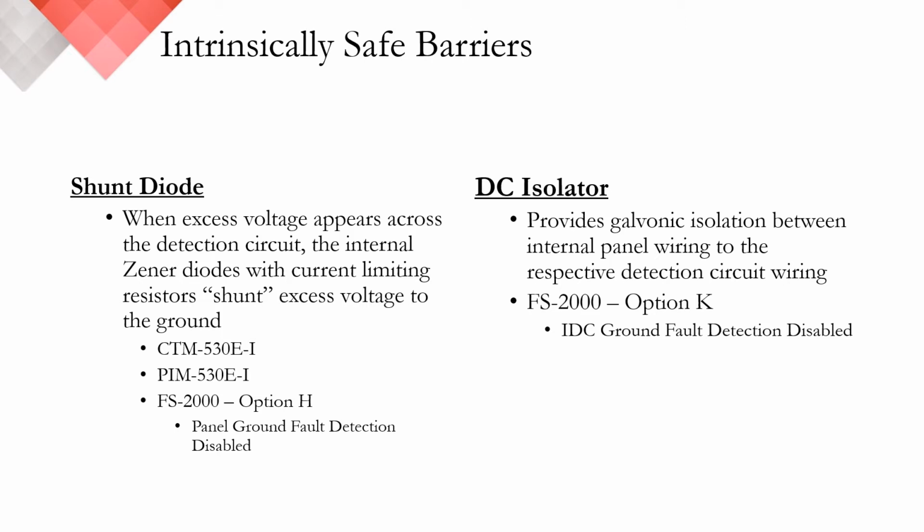This diode is used on the CTM 530EI interface module, the PIM 530EI interface module, and the Protectowire control panel FS2000 with the option H. Note that the option H disables ground fault detection on the panel. Therefore, on the FS2000, we also offer a DC isolator, option K. This device provides galvanic isolation between internal panel wiring to the respective detection circuit wiring, disabling ground fault on the initiating device circuit only.